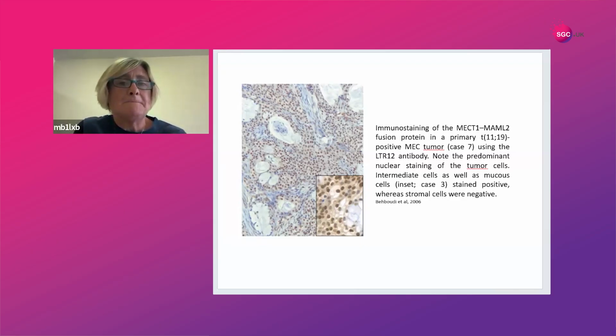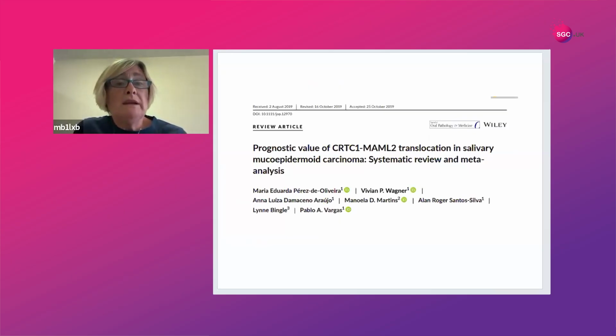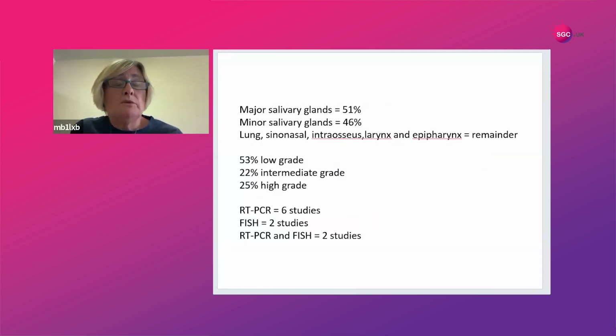Next slide, please. So we actually carried out a systematic review of what was happening within the CRTC1 MAML2 translocation, just to see what was out there. So next slide. If you go through all of the literature, which is what we did, we found that most of the tumors were in major salivary glands, not surprisingly, and most of them were low grade.